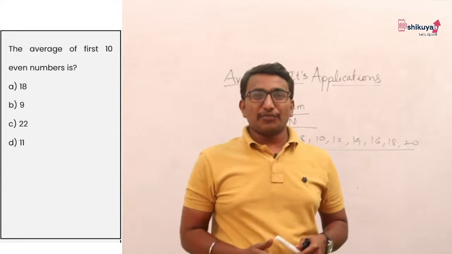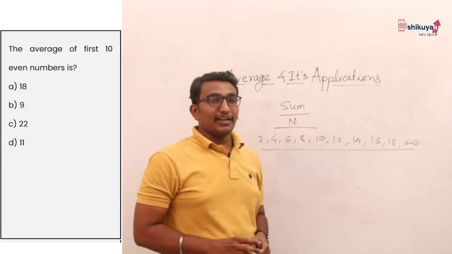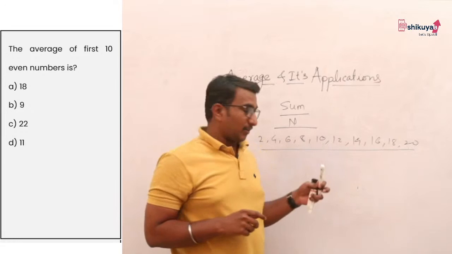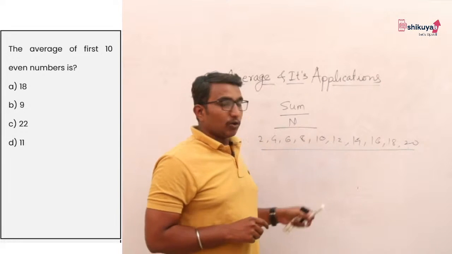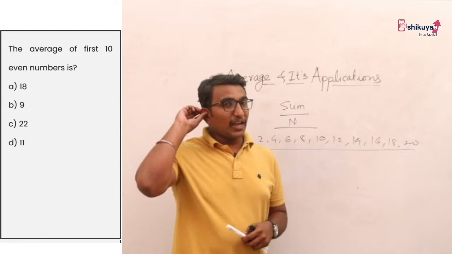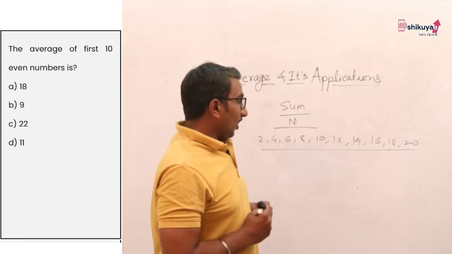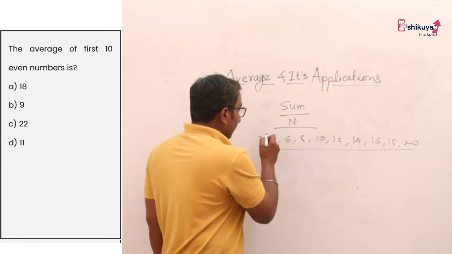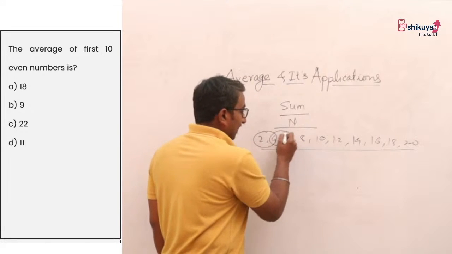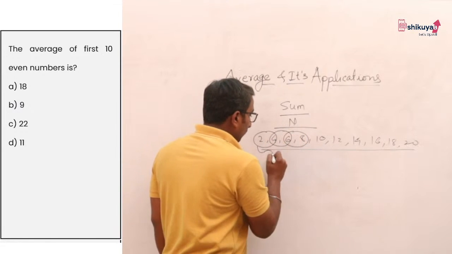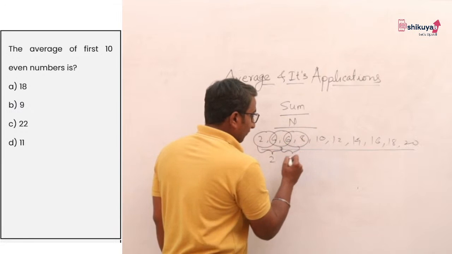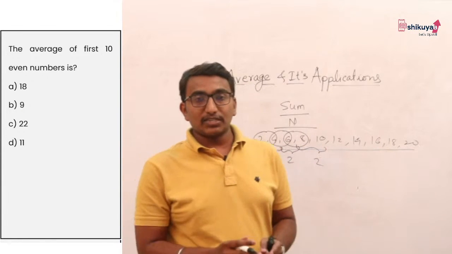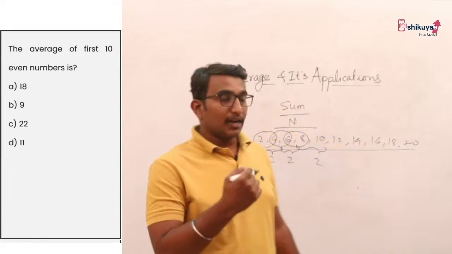Now it will be very difficult if you start calculating the sum of all these 10 numbers and again dividing that by the total number of elements. So rather, what we are doing as a shortcut method is, in all the problems of averages where the difference in two consecutive numbers is the same, in all such cases you can use the formula: first number plus last number divided by 2.